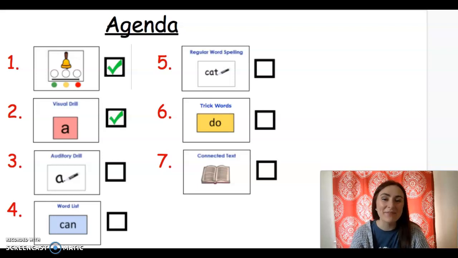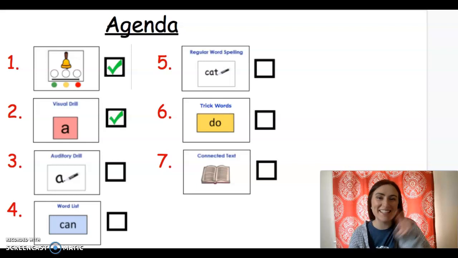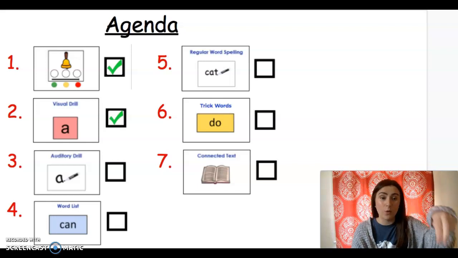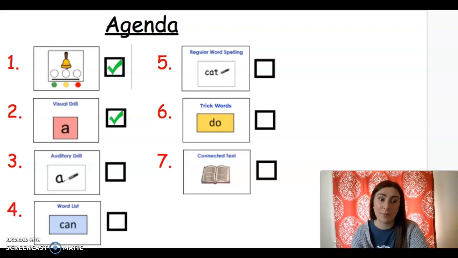Hi again, everybody. It's time to move on to our third job in our reading lesson, and that is our auditory drill. So what this means is you listen to me say a sound, and then you can air write or table trace the letter that makes the sound I say, just like we did before. Let's do some for practice.